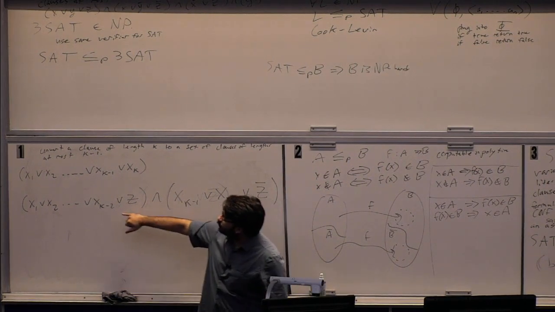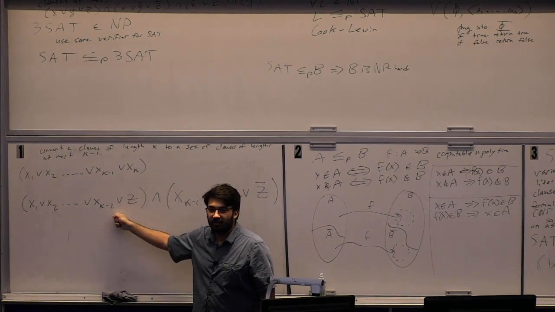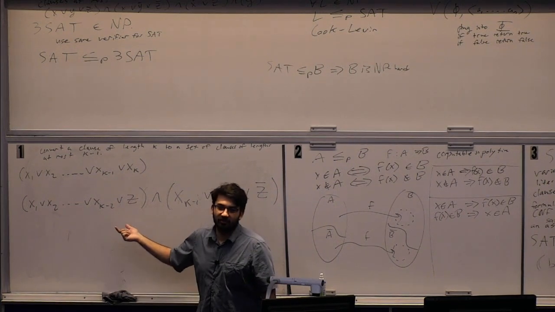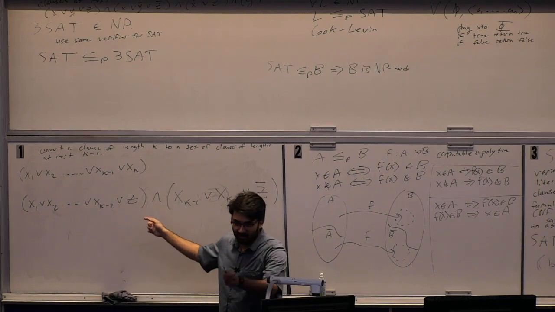Because we wanted this. Notice that we took off one and then we added one. So this was actually a clause of length k. It was k minus 1 plus 1, which was k. So we didn't actually reduce the length of the clause. That's why I realized there was a typo in the notes, because that's exactly what the notes did.